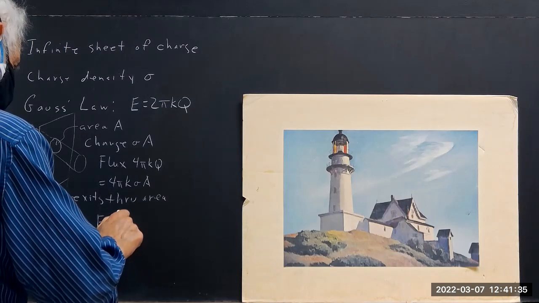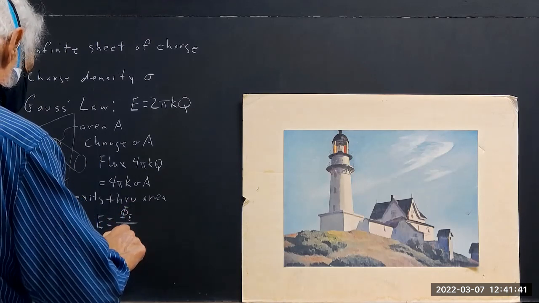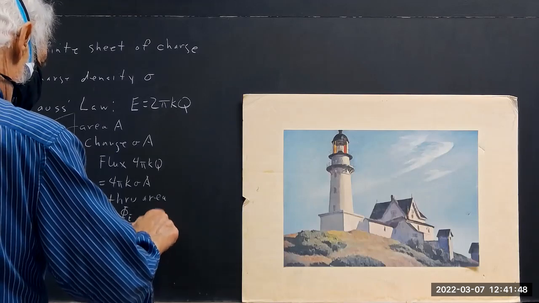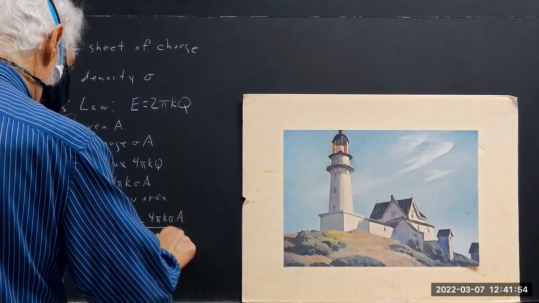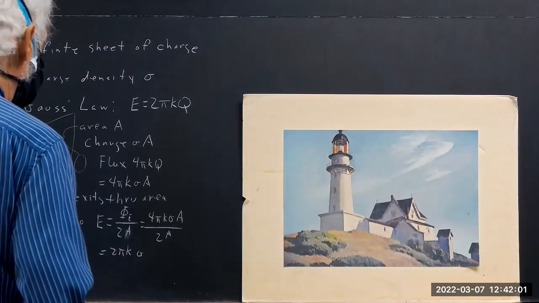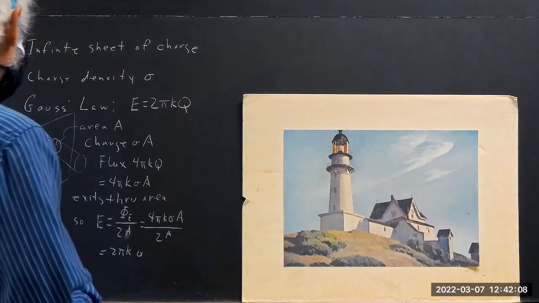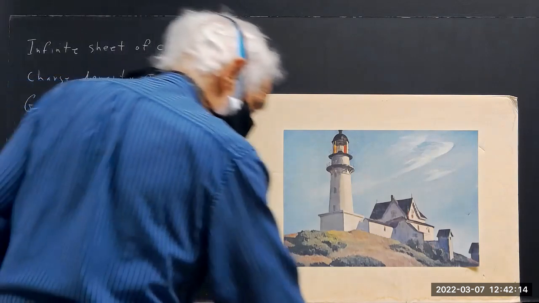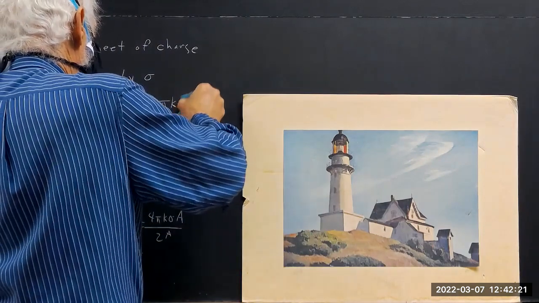So electric field equals your flux, call it phi sub B, because I think that's what your book does, over your area 2A, and capital A, which is 4 pi k sigma A over 2A. Which is 2 pi k sigma. And I put q up here because that goes with 4 pi k. I'll q that sigma.